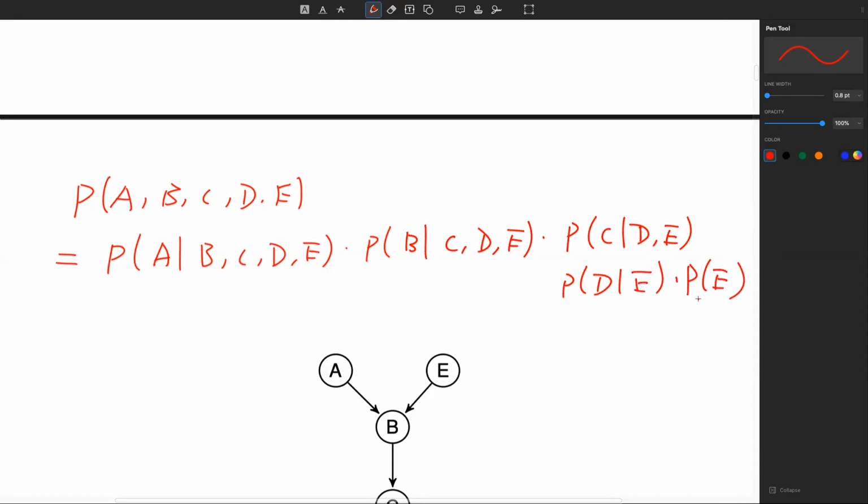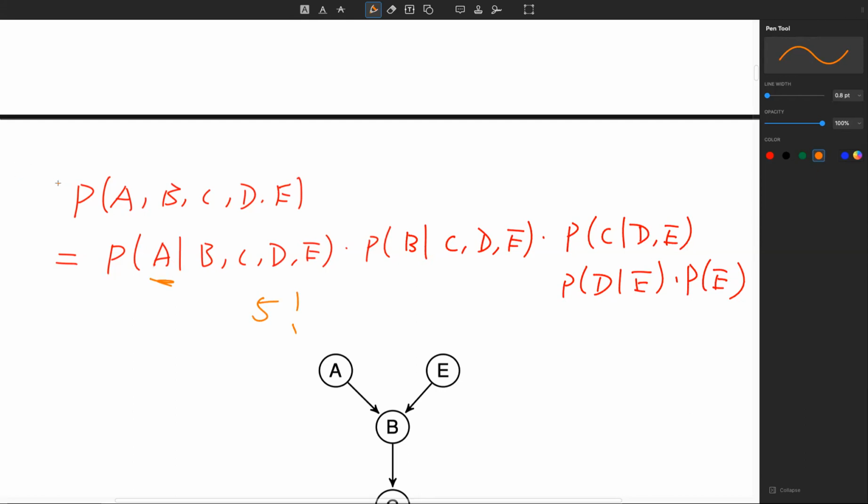How many ways can you express this using just base formulation? It's 5 factorial, right? So the first node is any one of the 5, and the next one is any one of the 4, and the next is any one of 3, and 2, and so on. Okay.